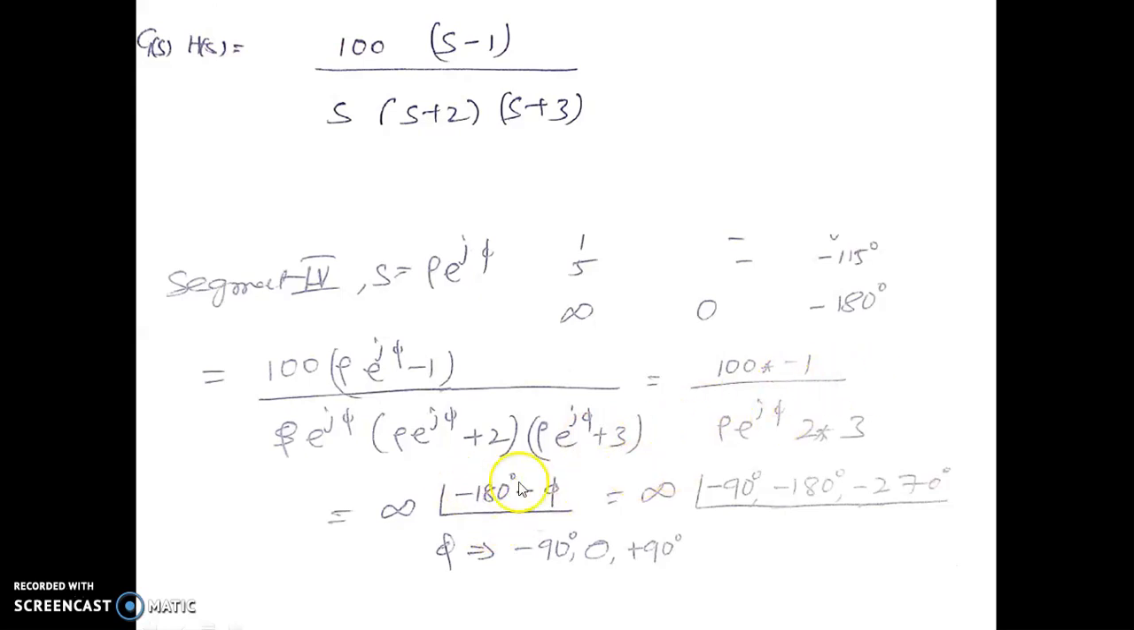So the overall angle happens to be minus 180 degrees minus phi. Since we know that phi is varying from minus 90 degrees, 0 degrees and plus 90 degrees, substituting these three angles for phi, we end up with the final mapping of segment 4 onto the GH plane: infinite magnitude, with the phase being minus 90 degrees, minus 180 degrees and minus 270 degrees. So this is how the mapping of the fourth segment onto the GH plane looks for this particular problem.